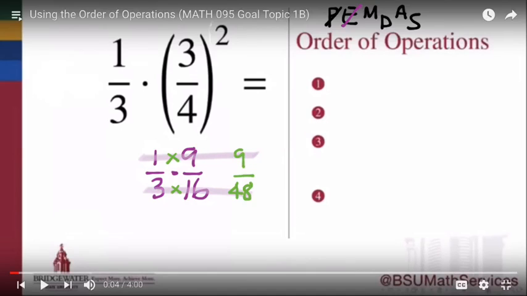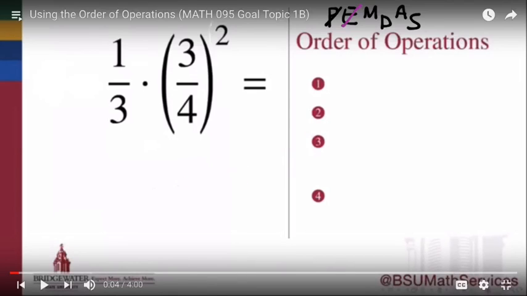So I have 9 over 48 for that product. Before I go any further, let's ask, is 9 over 48 in its simplest form? Or can I make that fraction simpler before we go back to do the rest of the arithmetic?